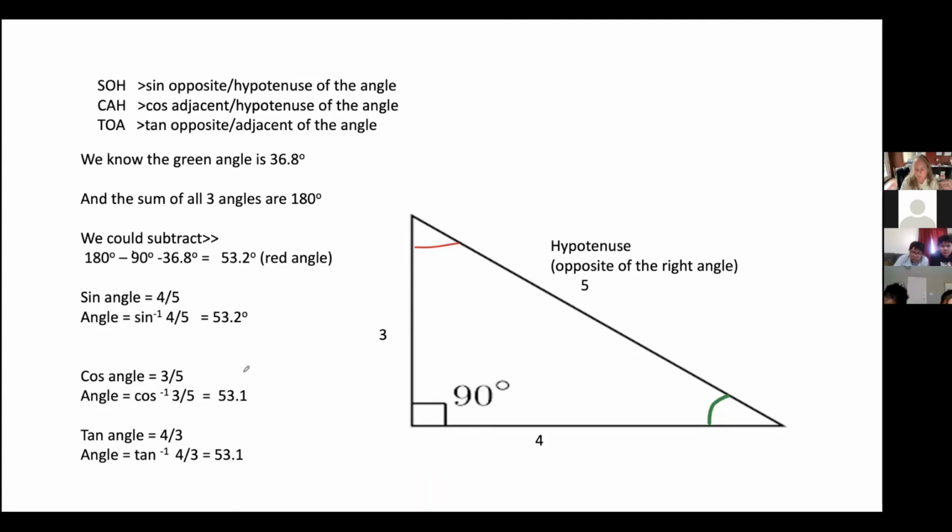It might be something didn't round up, but the same thing happened with the tangent, or the TOA. So tangent is the opposite, 4, over the adjacent, which is 3. Rearrange it, you get the inverse tangent is 4 divided by 3, 53.1. So really, really close.